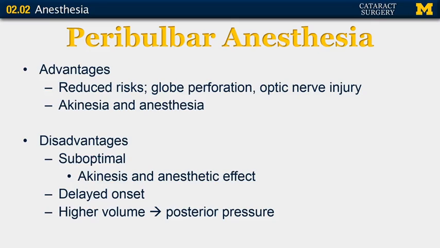The advantages of using peribulbar anesthesia are reduced risks such as globe perforation and optic nerve injury since you're not entering the intraconal space, and you still achieve akinesia and anesthesia. However, the effect may be suboptimal compared to a retrobulbar block, which is one of the disadvantages. The onset is also delayed, and you have to inject a higher volume of the anesthetic, which can lead to posterior pressure, making the case more difficult to perform.